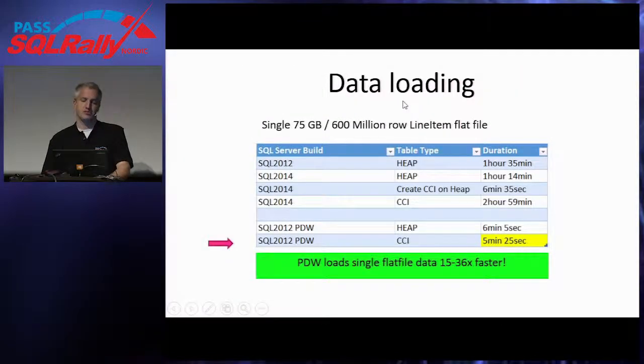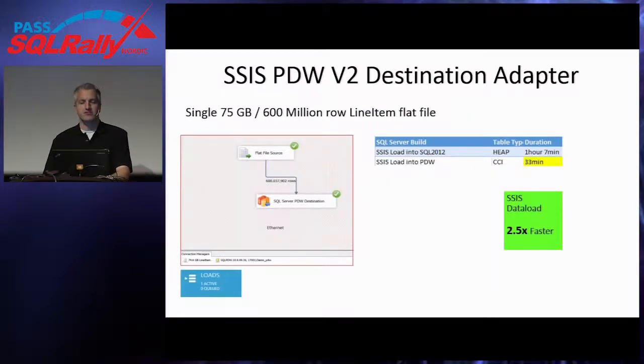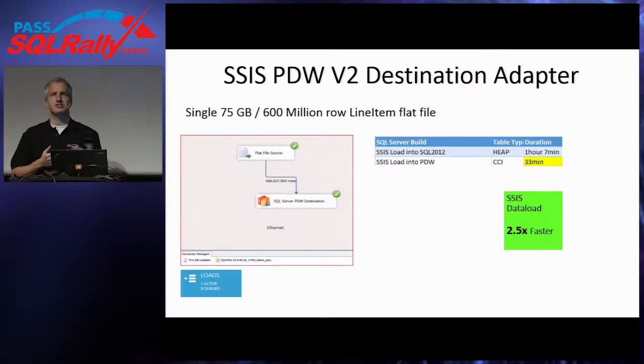Yeah, so bottom line, PDW loads this single flat file like 15 to 36 times faster than your SQL Server back home today. Also, if you load the data via SSIS, we have a special destination adapter that basically helps to bulk insert the data in parallel. And there it takes 33 minutes to load into a CCI. So that's roughly at least 2.5 times faster. And so switching over and writing the data to PDW with your existing SSIS packages is at least 2.5 times faster.